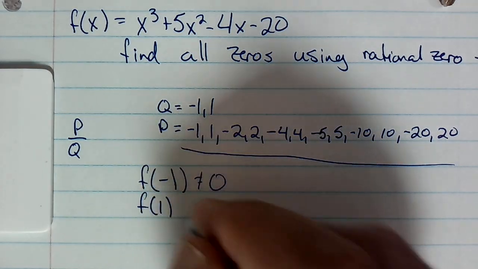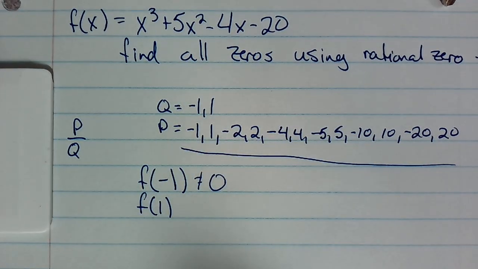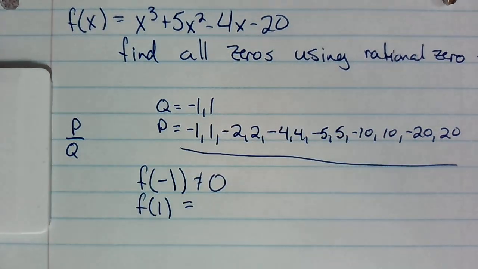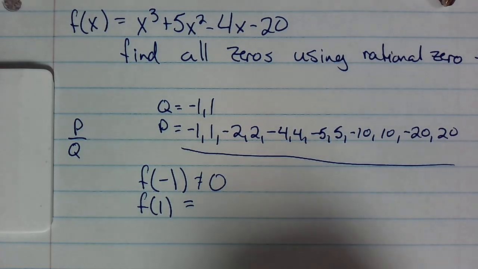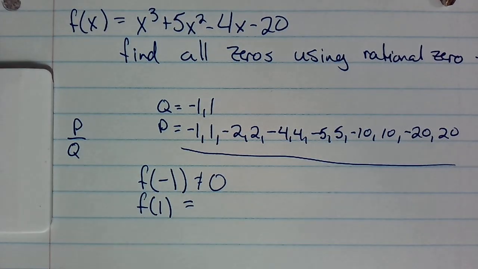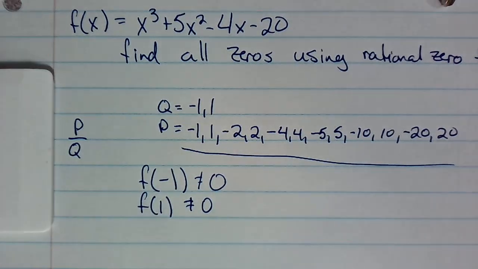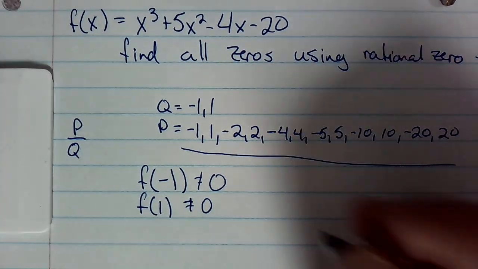What's f of 1? It wasn't? Uh-oh. So f of 1 was not a 0. What should I be doing on my calculator right now? Second entering.